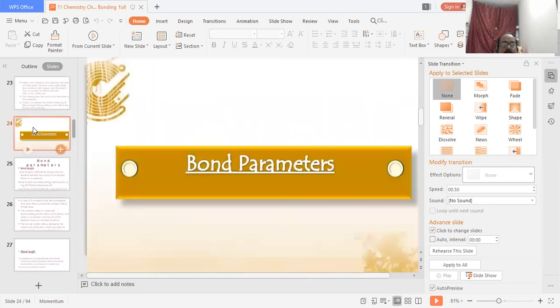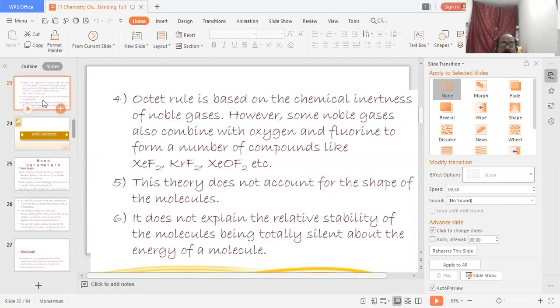In the next video we discuss the next topic, bond parameters. In bond parameters we discuss many more points: bond length, bond angle. So in our next video we discuss our main topic of this chapter, bond parameters.